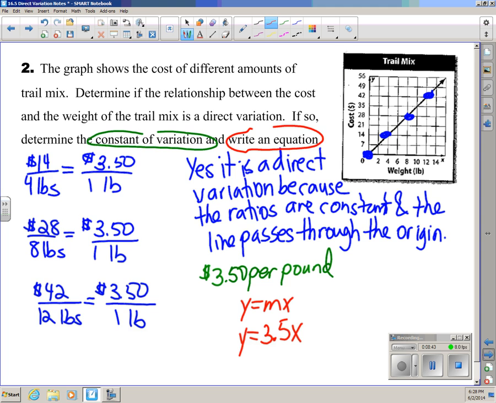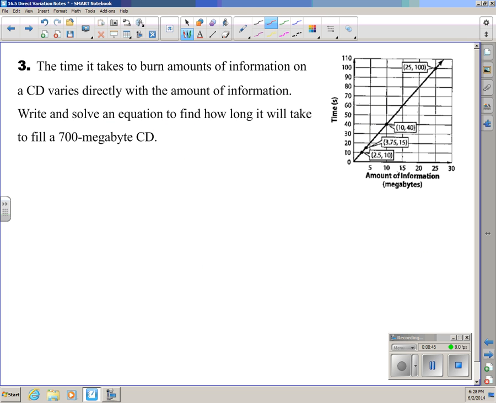So go to the back. The time it takes to burn amounts of information on a CD varies directly with the amount of information. Write and solve an equation to find how long it'll take to fill a 700 megabyte CD. So again, you have 4 points.